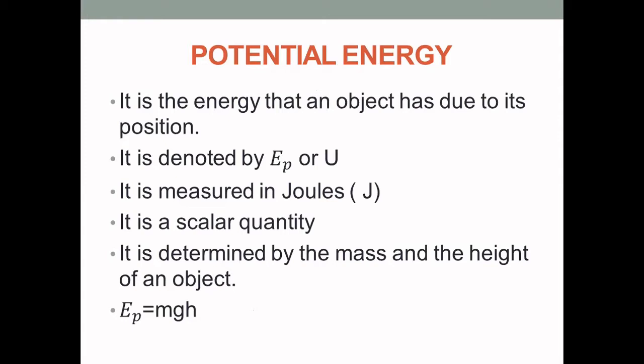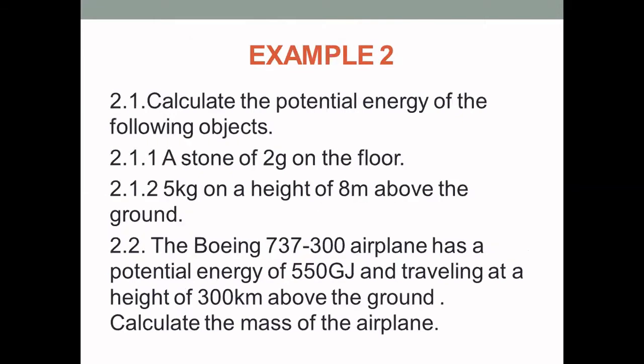So the potential energy is calculated by EP equals mgh, where m stands for the mass of the object, g for the gravitational acceleration, which is 9.8 meters per second squared, and h stands for the height of the object above the ground. Let's consider example number 2.1.